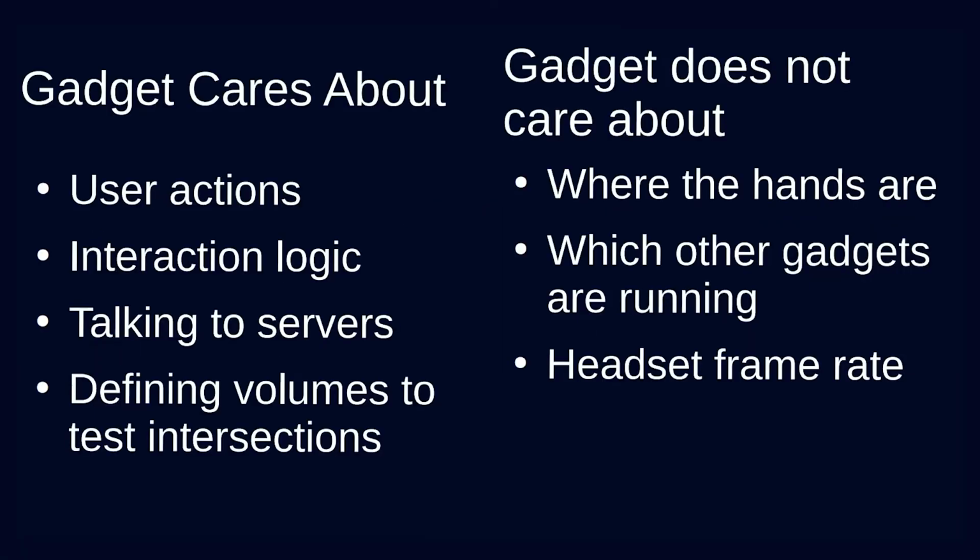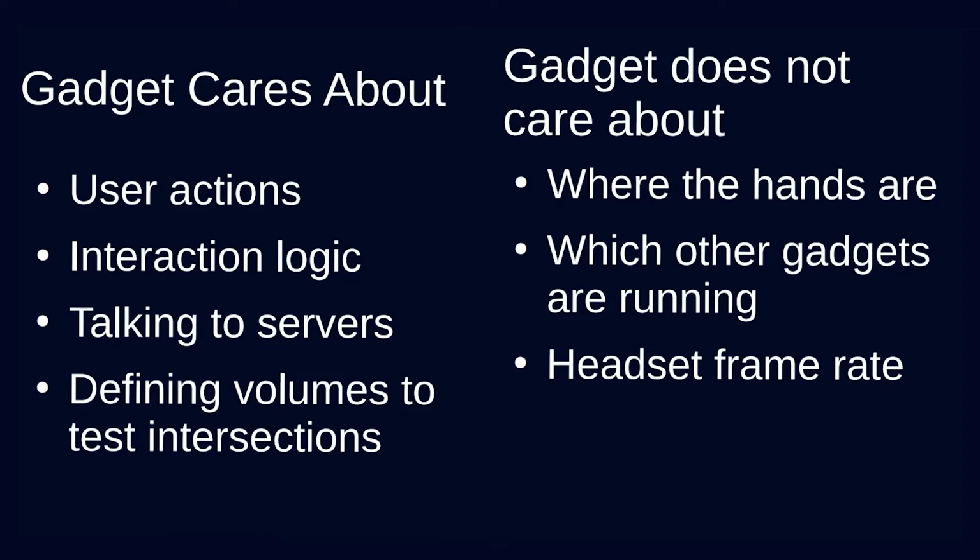On the left side, you'll see a list of things that gadgets are likely to care about. These are the things that if the gadget is interacting with them, then the gadget will have an easier time of it, because this is what Aardvark is intending to allow gadgets to have access to. One of those things would be user interactions.